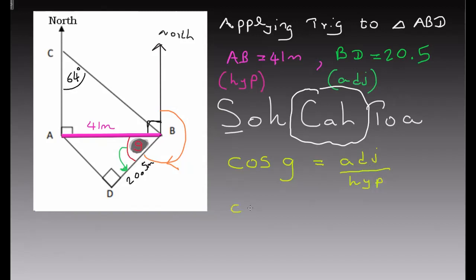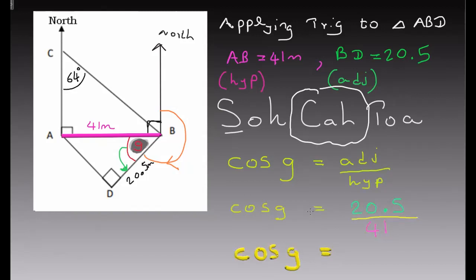So then cos G is equal to the adjacent, which we have already labeled here, that's BD, 20.5, over the hypotenuse, 41. That's AB. Then what do we get? Cos of angle G equals 20.5 over 41.